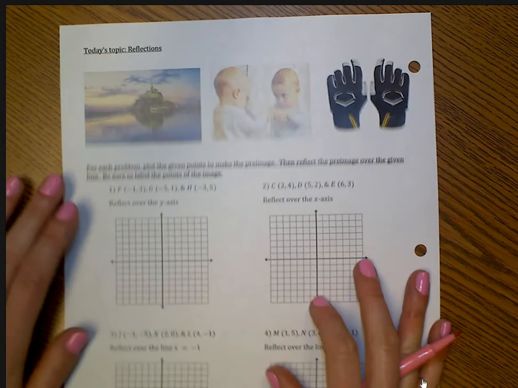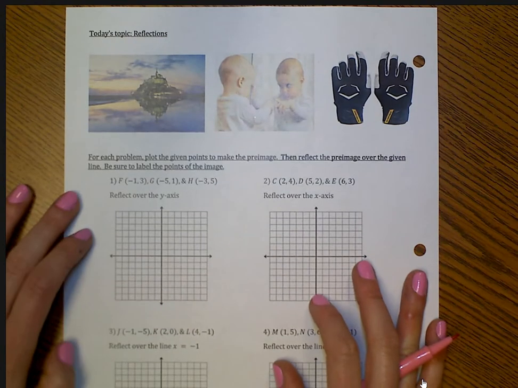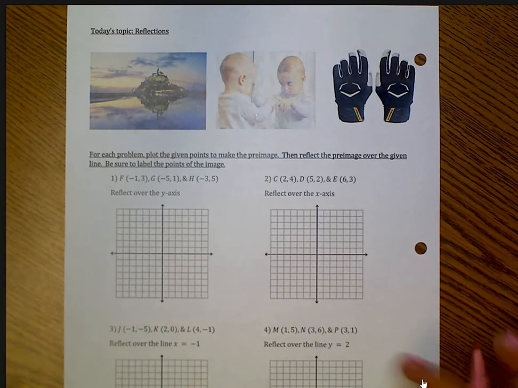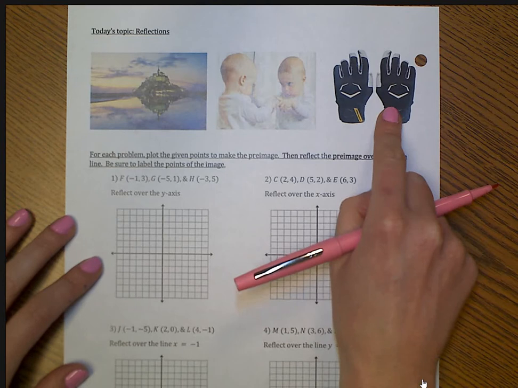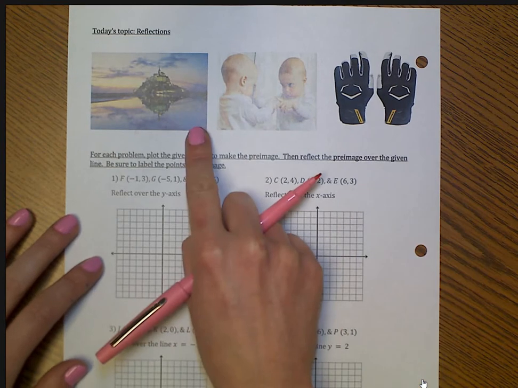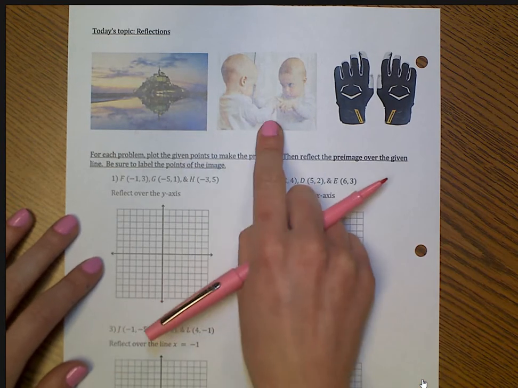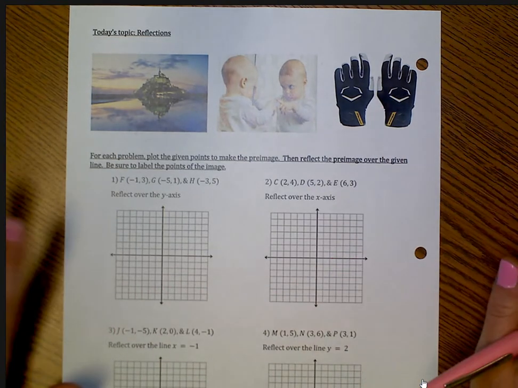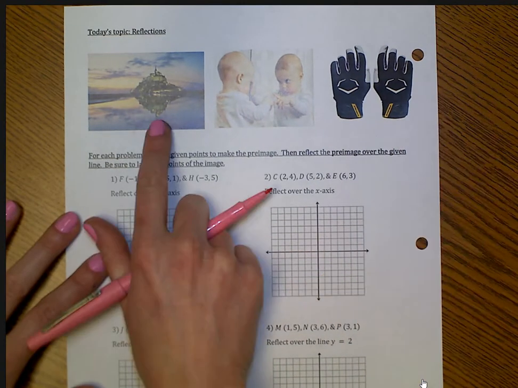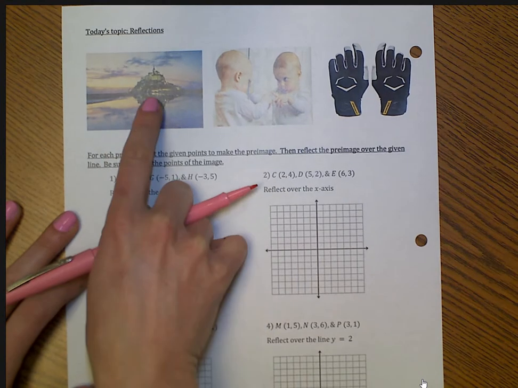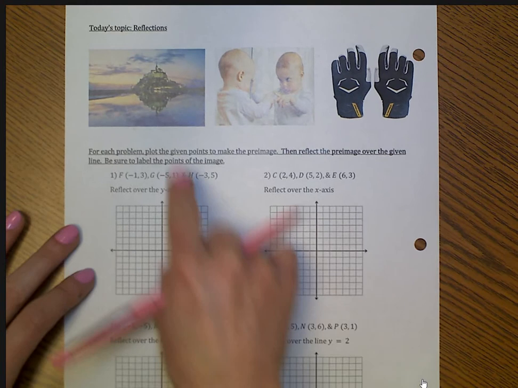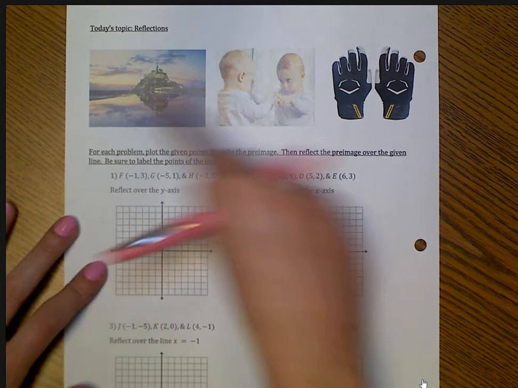All right, so that was a lot of basic information. Like I said, today we're really just talking about reflections. And you've got some visuals here. You guys know what a reflection is. A little kid looking in the mirror, the left hand and the right hand of maybe some batting gloves. Those are all reflections. Fun fact about me, I have been to this castle in France. I did not take that picture, that would be cool if I did. But these are all reflections going on here.